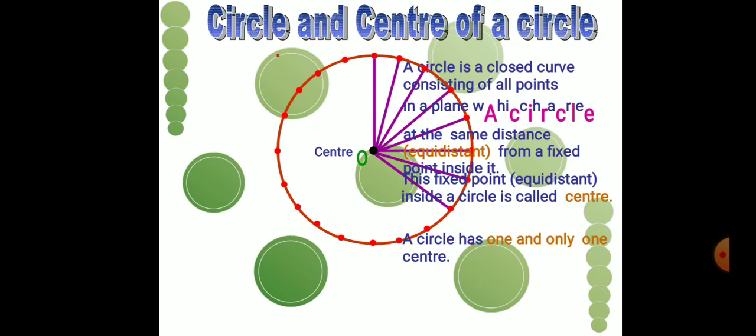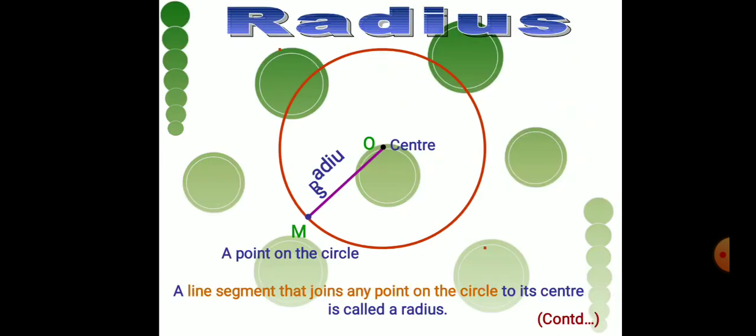A closed curve consisting of all the points in a plane which are at the same distance from a fixed point. That fixed point is called the center of the circle. A circle has one and only one center. Next, let us learn what is meant by the radius of a circle. A line segment that joins any point on a circle to its center is called the radius.